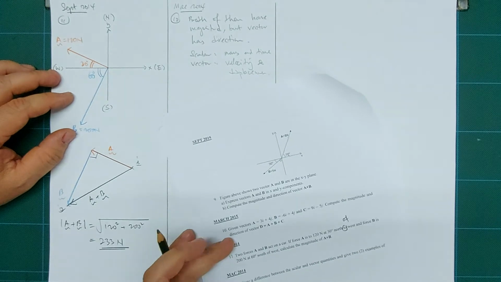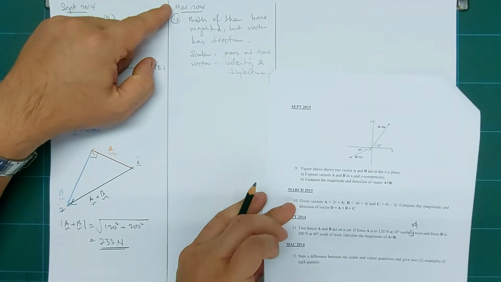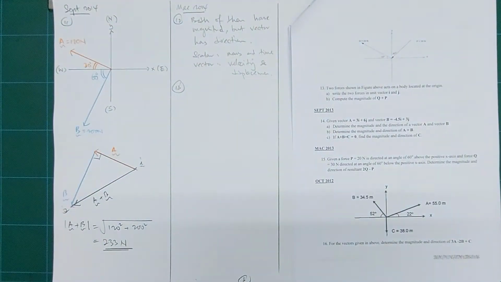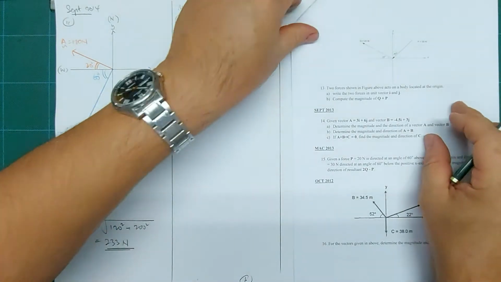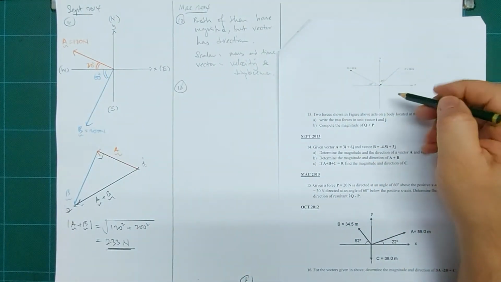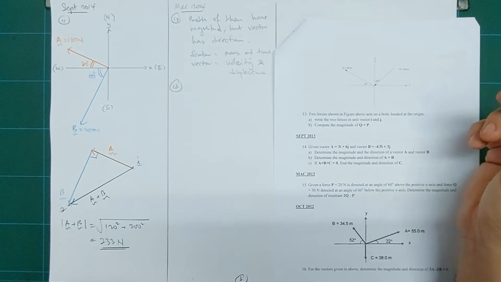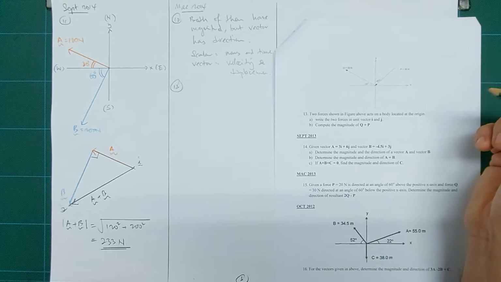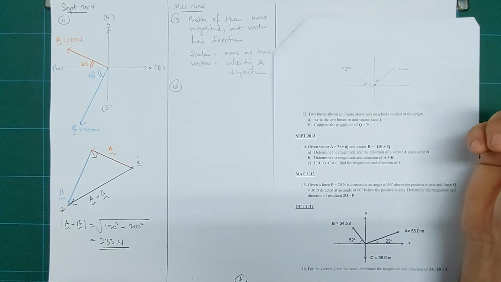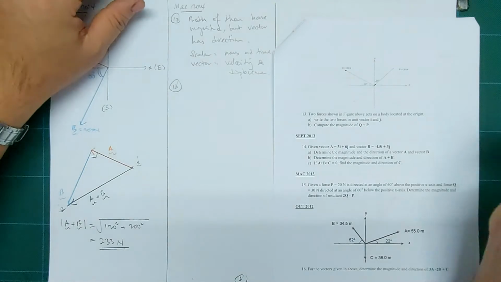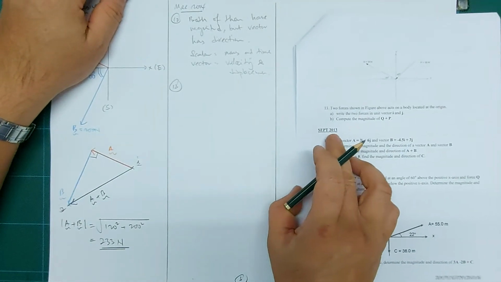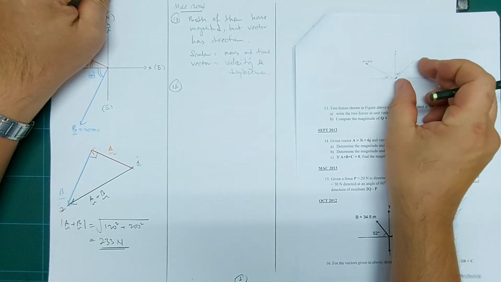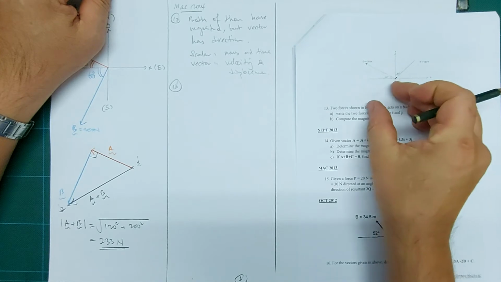Next, question 13. That one is still under March 2014. Now question 13, we follow the diagram given here. Two forces shown in the figure above act on a body located at the origin. Write the two forces in unit vector i, j and compute the magnitude of Q plus P. Well, Q plus P and P plus Q are the same, but we redraw the vector because one of the vectors is pointing like that. Since vector is frame independent, we can actually move the vector to this direction.